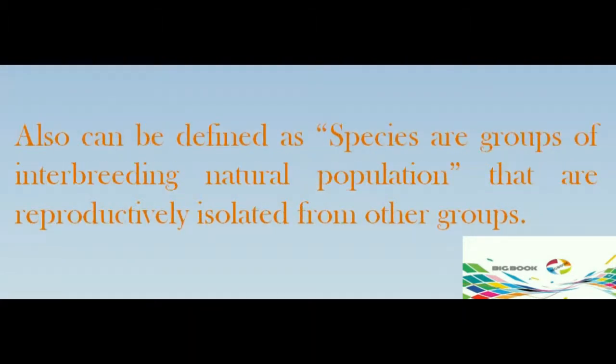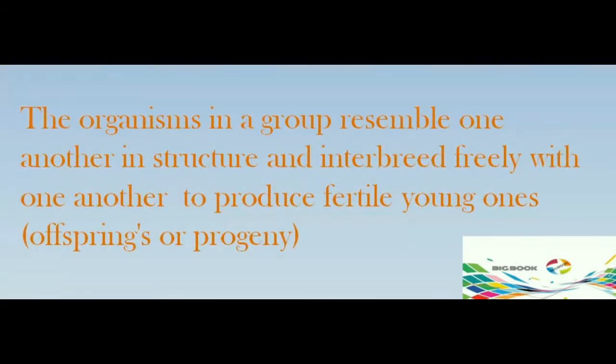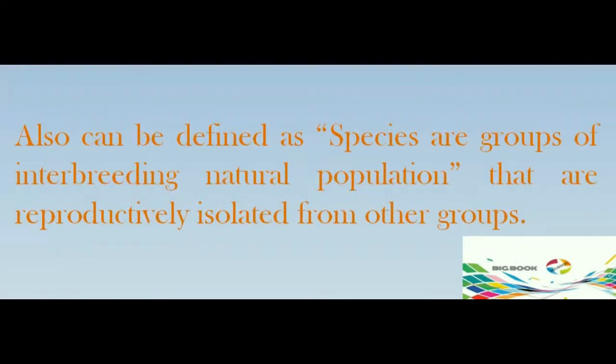Coming to the next slide, there can be other definitions also. Species are groups of interbreeding natural populations. It is very comprehensively given, and it is similar to the previous explanation, that they are reproductively isolated from other groups.